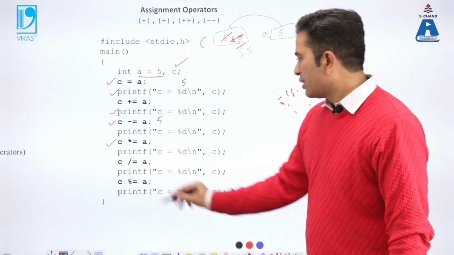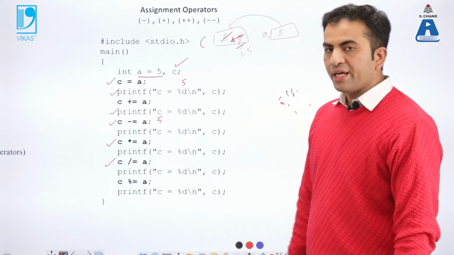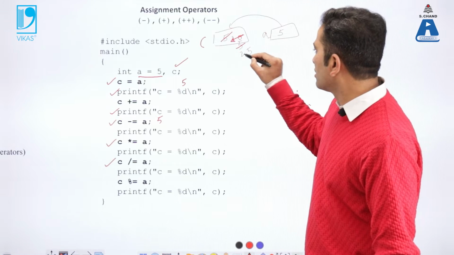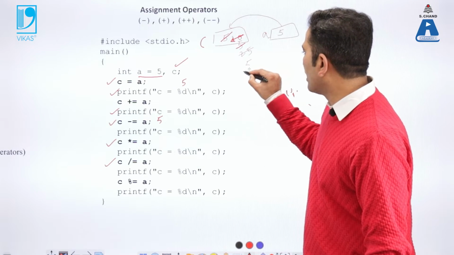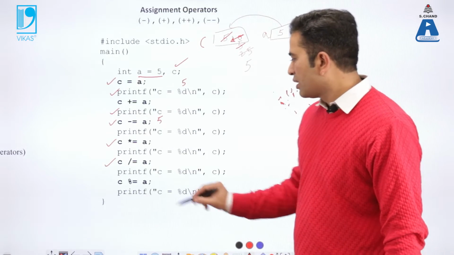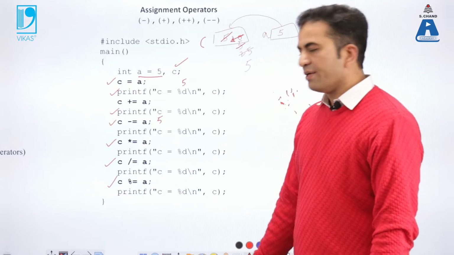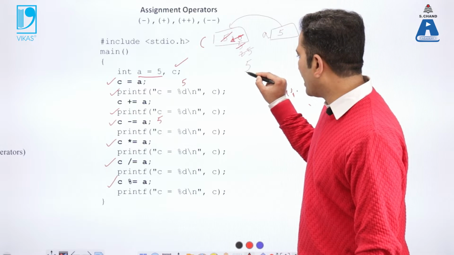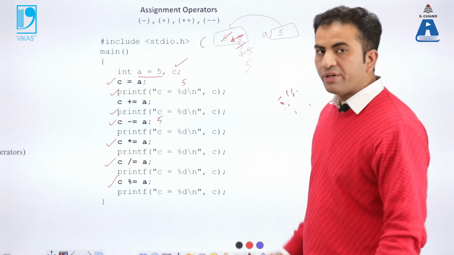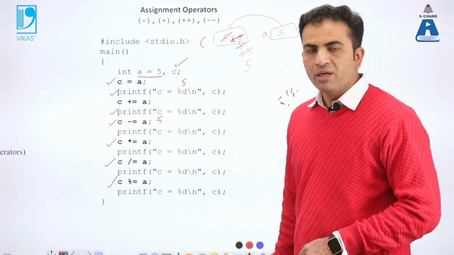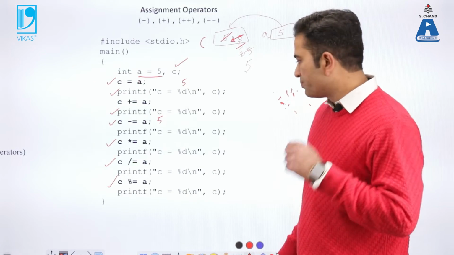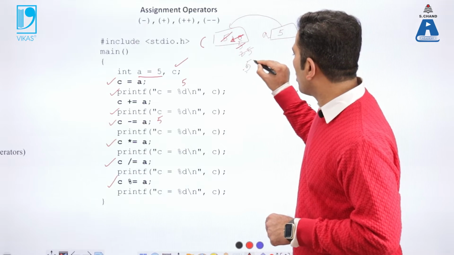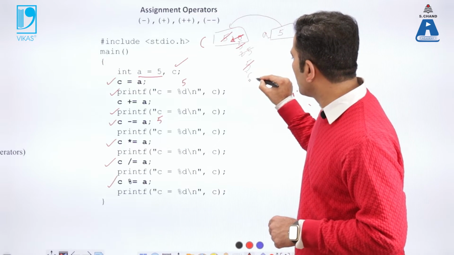In division, C divided by A, the last updated value is 25. 25 divided by 5 is 5. So the current output of C is now 5. C modulus A, the updated value of C is 5 and A is 5. When we divide 5 by 5, my remainder is 0. So the updated value saved into the variable C is 0.